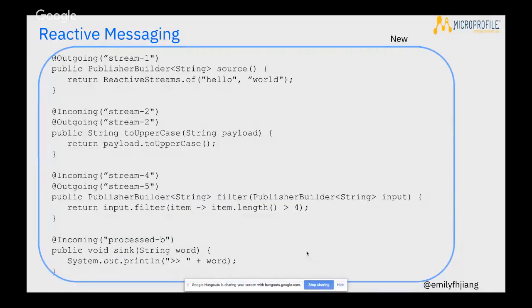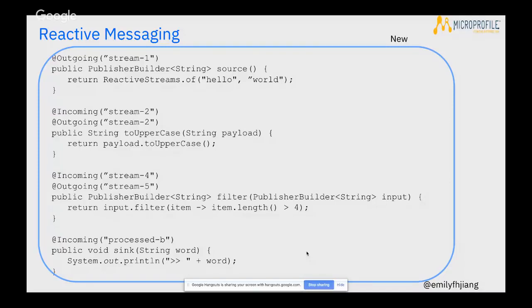There is another new spec called Reactive Messaging. Now you can see why I said MicroProfile goes reactive. This is another specification, and this one is directly built upon reactive stream operators. The basic logic for reactive messaging is we want to introduce very simple to use annotations.